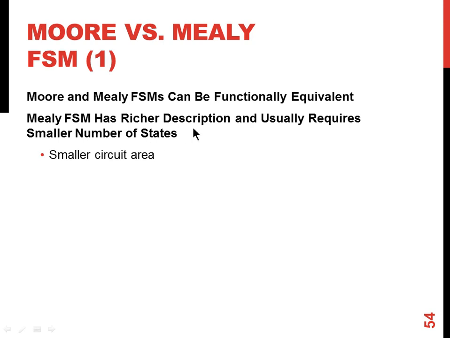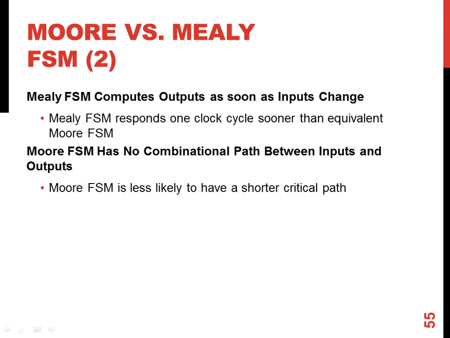But there are obviously certain advantages of using a particular type of FSM. A Mealy FSM has a richer description and usually requires a smaller number of states. Since the output is dependent on present state and inputs, you need a smaller number of states. A smaller number of states means smaller circuit area on the chip. A Mealy FSM responds one clock cycle sooner than the equivalent Moore FSM because the output will change as soon as the input changes. In a Mealy FSM, output is dependent on present state and input, so since it is tracking the input, the output changes practically immediately, or one cycle before a Moore FSM changes the output.